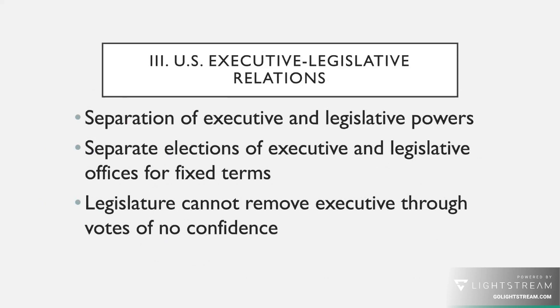So just to take a case study, in the United States example of executive legislative relations, it's clear that the US has a very strong presidential system. So the separation of executive and legislative powers, quite clear. The different elections and the legislature cannot remove the executive through votes of no confidence.